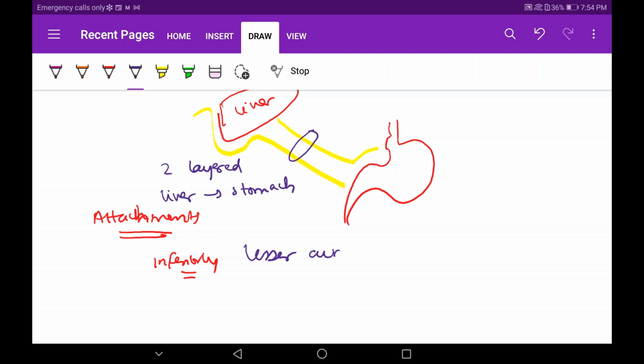I have told you to revise the gross anatomy of the stomach and liver. Don't tell me you do not know the lesser curvature and the greater curvature. Finals are very near. This is the lesser curvature. This is the greater curvature. Okay, so the lesser curvature of the stomach.